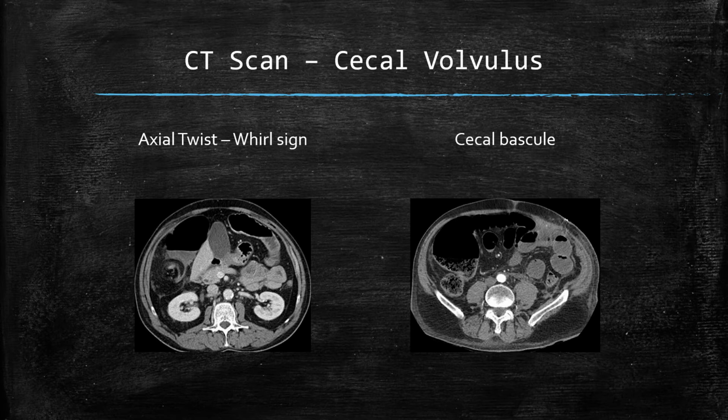The CT scan findings for a cecal volvulus are pretty characteristic. If they have axial torsion, the whirl sign is diagnostic just as it is in a sigmoid volvulus. If the patient has a cecal bascule, you'll see the cecum folding upwards and there'll be an obstruction, but there's no axial twist. On the scan of the cecal bascule here, you can see the dilated loops of small bowel as well, characteristic of the small bowel obstruction that goes along with these patients.